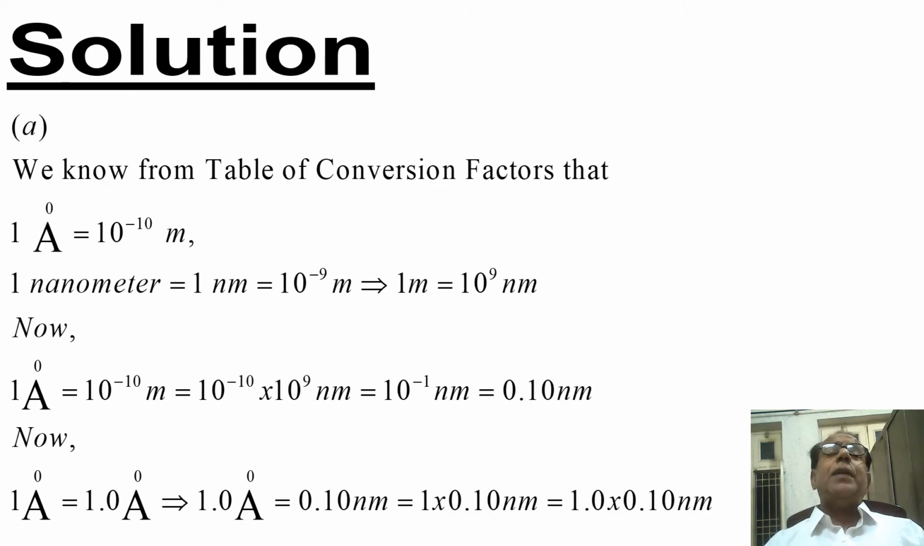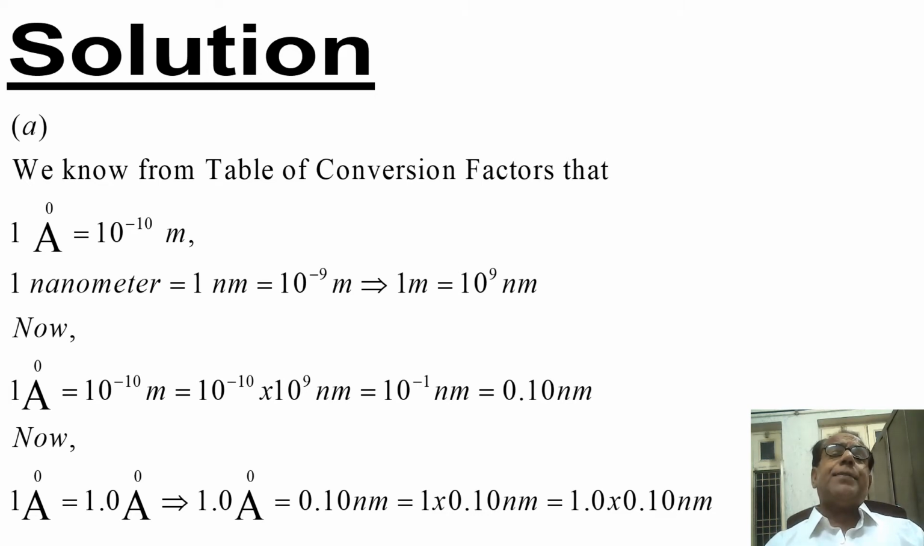Dear students, when 1 nanometer is equal to 10 raised to the power minus 9 meter, this implies that 1 meter will be equal to 10 raised to the power plus 9 nanometer, because 10 raised to the power minus 9, when shifted to the other side of the equality, will be converted into 10 raised to the power plus 9.